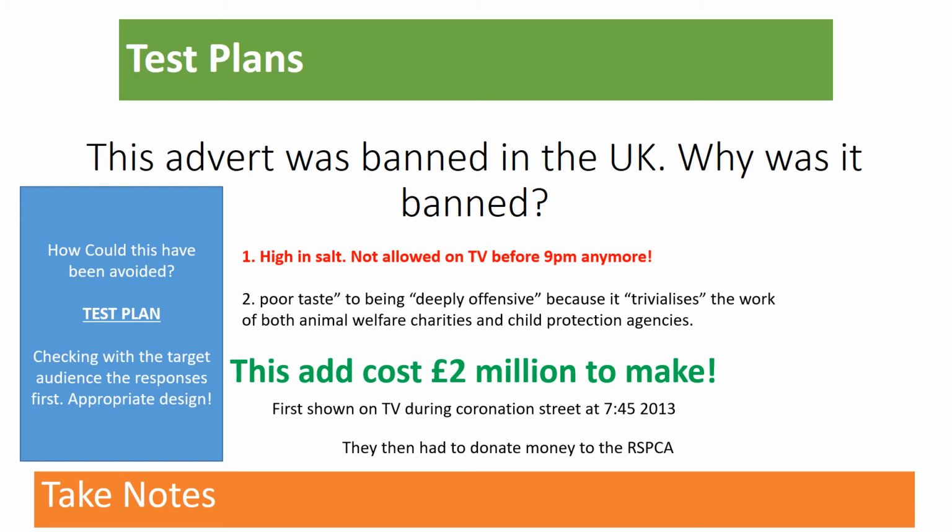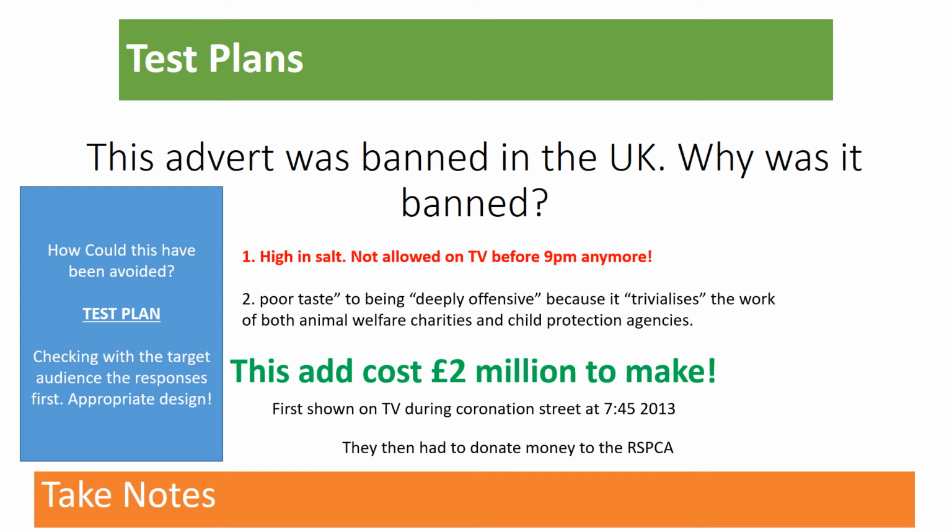First of all, nowadays you can't put anything which is high in salt or high in sugar on the TV before a certain time. And secondly, it was deemed to have poor taste because it was deeply offensive and trivialised the work of animal welfare charities and child protection agencies. Well, this advert actually cost £2 million to make, and this was in 2013, remember, so quite a lot of money. And it was first shown during Coronation Street at 7:45. This caused a lot of complaints, and they ended up having to donate money to the RSPCA.